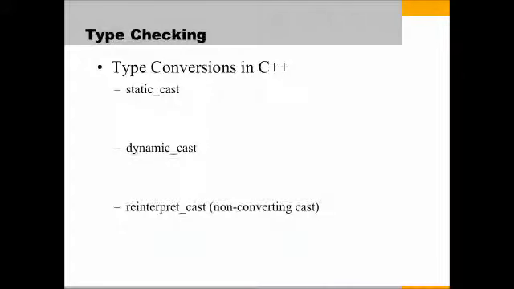Okay, so our last topic is the different types of type conversions in C++. You have seen this form, which is actually considered somewhat outmoded at this point. And instead, when you do a cast, it's really preferred that you use one of the three types of casts shown here.